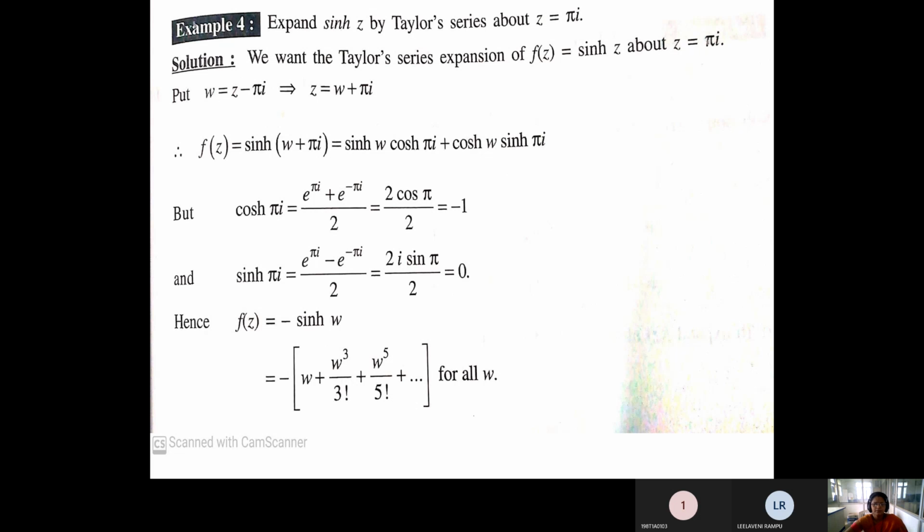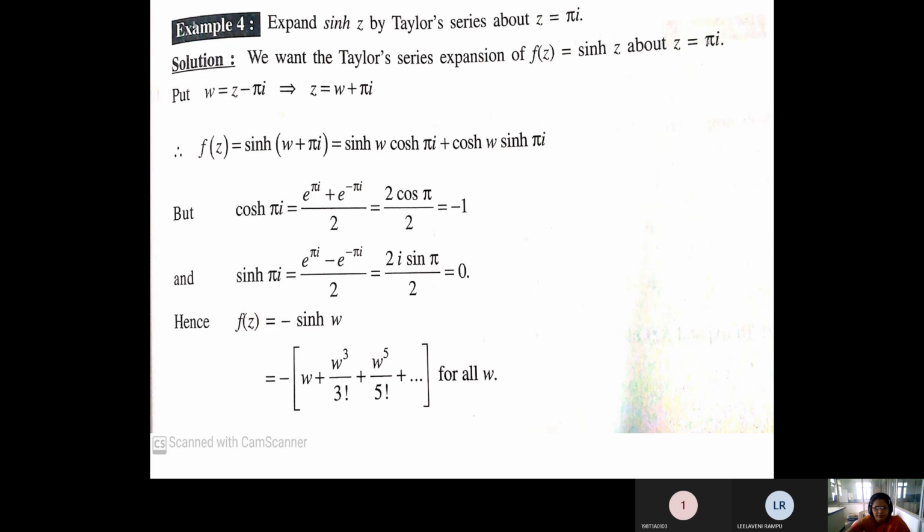Expand sinh z by Taylor series expansion about z equal to pi i. So now we have to write the Taylor series expansion in powers of z minus pi i. For that, put w equal to z minus pi i, so z equals w plus pi i.